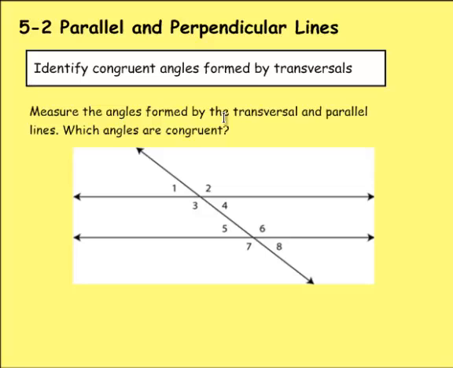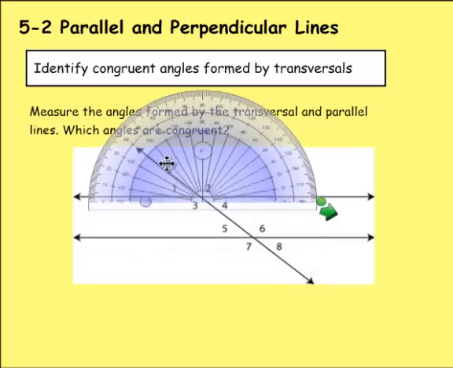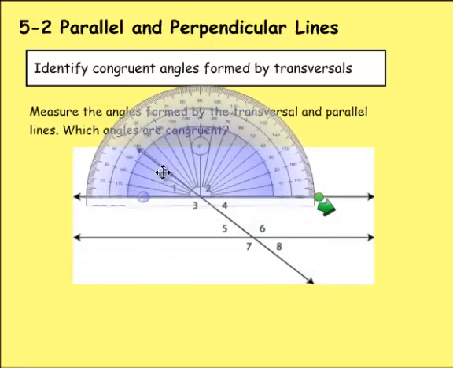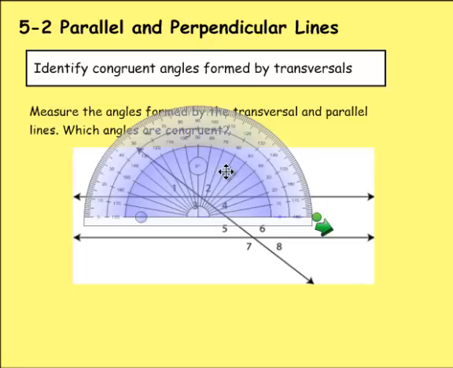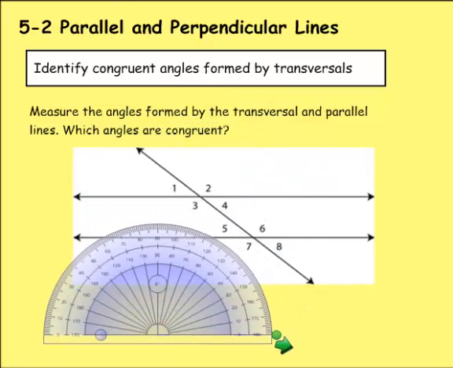First, it says measure the angles formed by the transversal and parallel lines. Which angles are congruent? So for this, you can get out your protractor and line this up to actually measure the angles. I have the center point right here. If I line it up right on the angle, I can find angle 1. Angle 1 looks to be 40 degrees. So I'm going to write 40 degrees for angle 1.